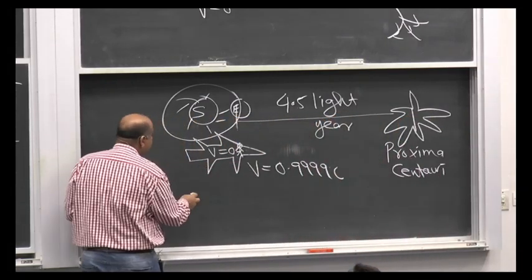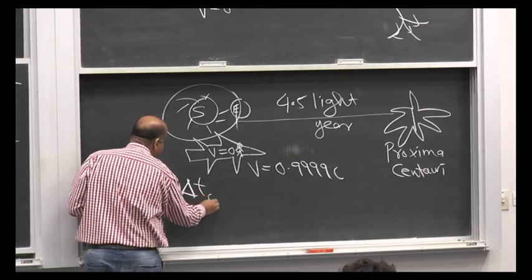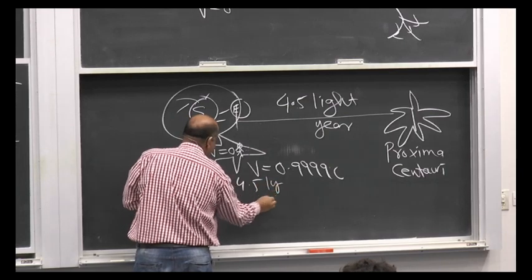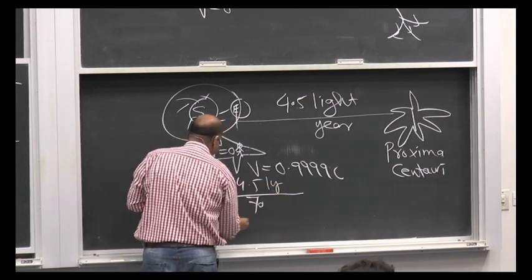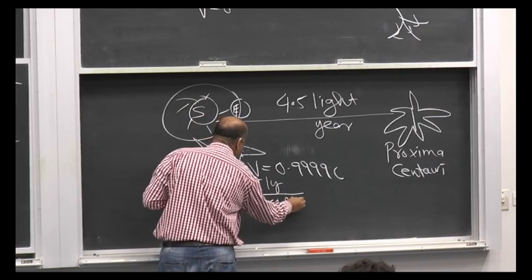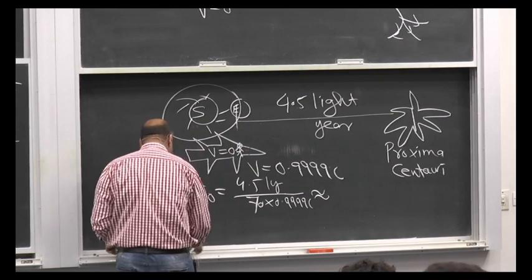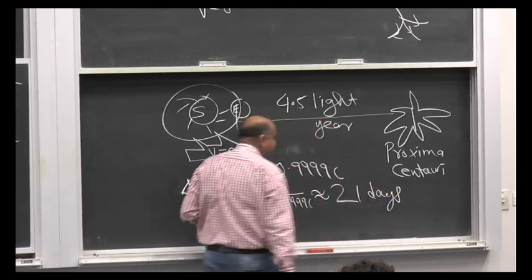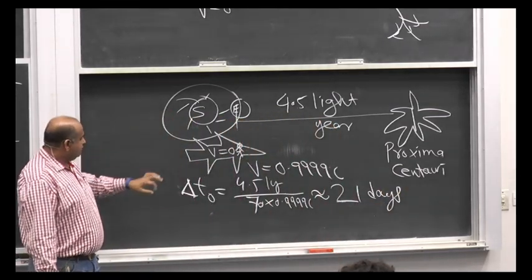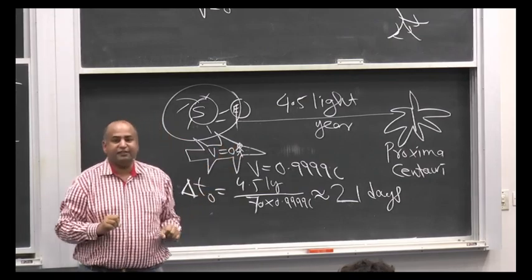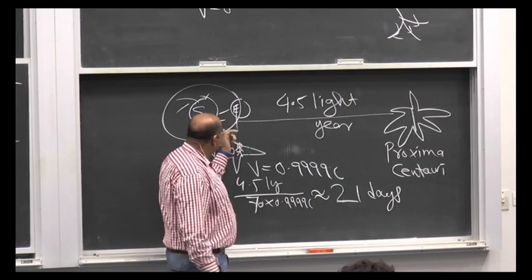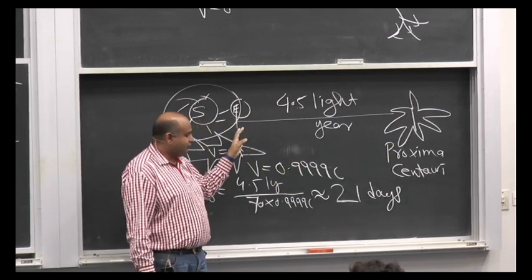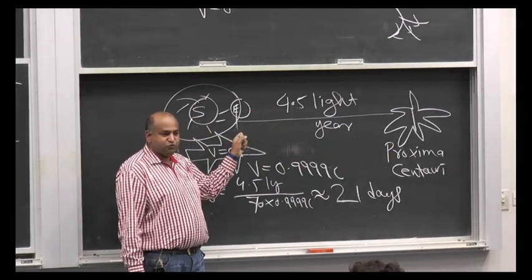If you compute delta T naught in this frame, it's going to be 4.5 light years by 70, and you divide this distance by 0.9999c, and you convert this answer into days, it comes out to only 21 days. But the interesting thing is this, that you are in the ship. You are going from here to here in 21 days. You are coming back in another 21 days. Total number of days is 42 days.